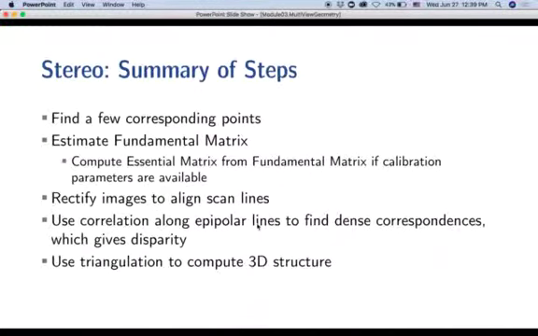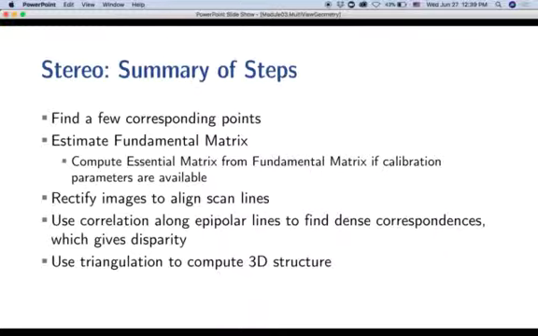All right, so this is a slide I had used earlier at the beginning when I started talking about the essential and fundamental matrix, but I really didn't know at that time what they are. So I'm just going through this slide again. We first find a few corresponding points between the images. How we do that is the next module, where we'll talk about image correspondence. Then we estimate the fundamental matrix from that. Then if the camera calibration parameters are known, I can actually compute the essential matrix from it if I want to.